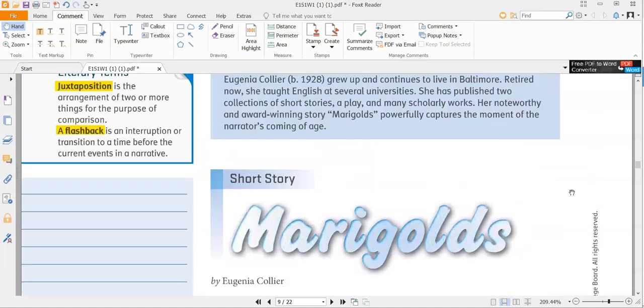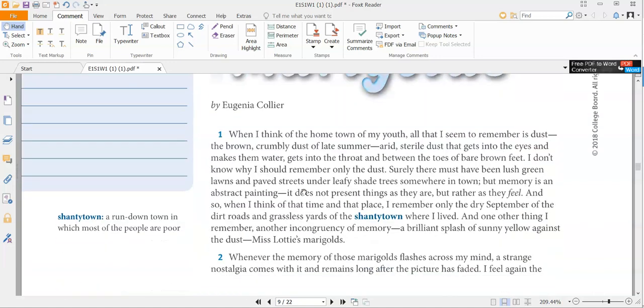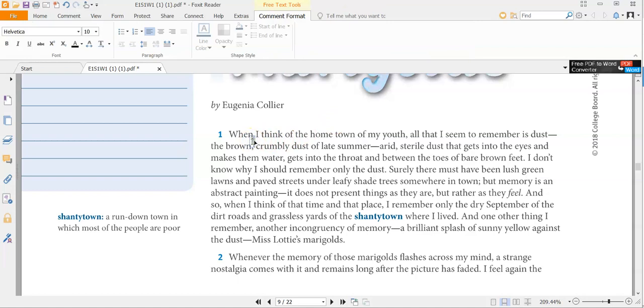Miss Lottie's marigolds. Okay, so I'm already seeing some of this juxtaposition happening. I'm already seeing some vivid imagery, some examples of the author's voice. So I'm going to go ahead and add a few things. So here, I have an example of vivid imagery where it says the brown crumbly dust. To me, that really stands out, so I'm going to add my exclamation point there.